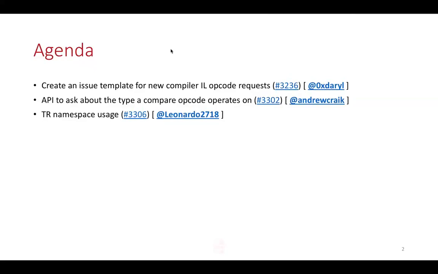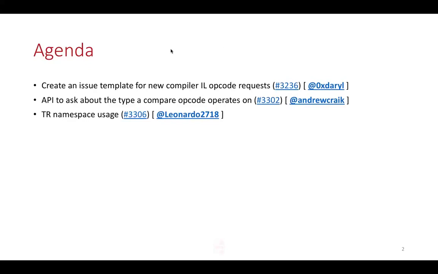We have 3 topics to discuss today. The first is I think just coming to some kind of a resolution on the use of an issue template to describe any proposals for new IL opcodes. We've got a new proposal for an API on comparator nodes to ask for the underlying type that's being compared. And then we'll have a discussion on hopefully coming to some kind of a consensus on some clear language and guidance around the use of the TR namespace and the OMR Compiler namespace.